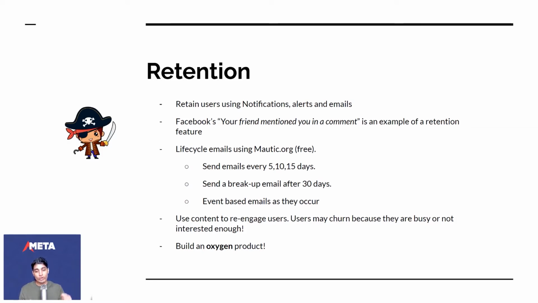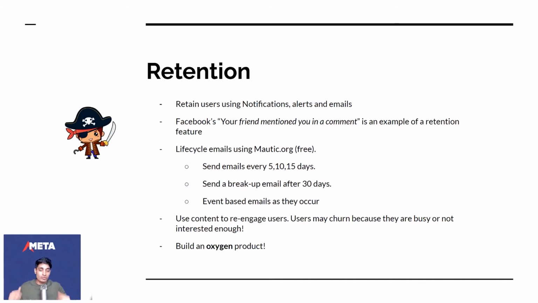So you have to use content to re-engage users. Users will mostly churn because either they're busy or they're not interested enough. And one of the ways to make users really interested is to build an oxygen product. I like to categorize products into oxygen products and non-oxygen products. Oxygen products are products that users really need and cannot survive without, right? Your phone is an oxygen product. You can't survive without it. Build something like email, which is an oxygen product. You can't survive without it. PowerPoint, for me, that's an oxygen product.